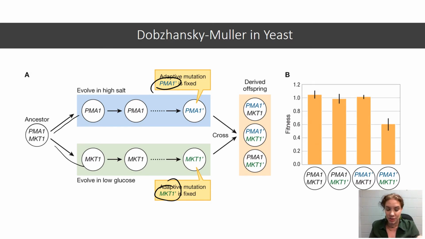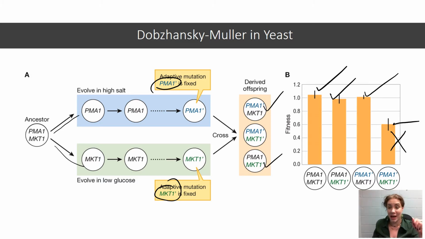So when they tried to cross these 2 strains of yeast together and get offspring from them, the ones that had a single copy of a prime gene, one of the mutants, survived great. Yay. Good fitness. The ones with PMA1 regular and MKT1 prime were nearly perfect in terms of fitness. The PMA1 prime and the MKT1 regular did fine as well. So either no copies of the new mutant genes or 1 copy of either mutant gene was good. But when you put those 2 genes together in combination, the yeast took a major fitness hit and they were only about 60% of normal. So not as survivable. Definitely something that natural selection is going to try to eliminate.